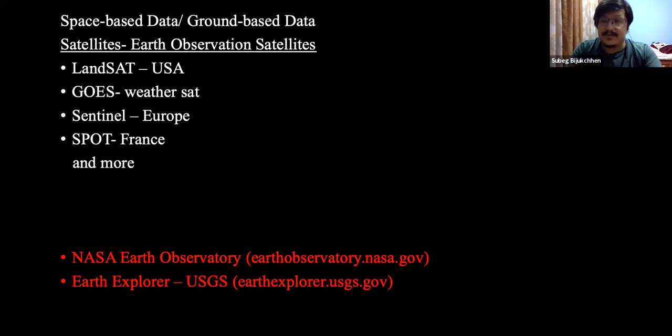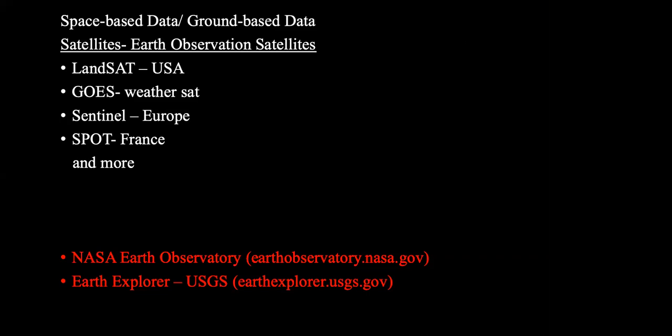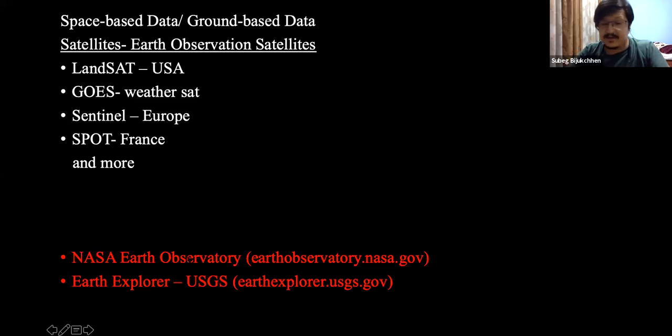We have Earth observation satellites. Okay, so let's say Landsat by the US, they named it Landsat, or GOES, that's a weather satellite of the United States. And we have Sentinel satellites, the SPOT satellites of France, and more. You can find the data of satellites from the NASA Earth Observatory website, or even Earth Explorer by the United States Geological Survey, and many more. I just gave an example of two.